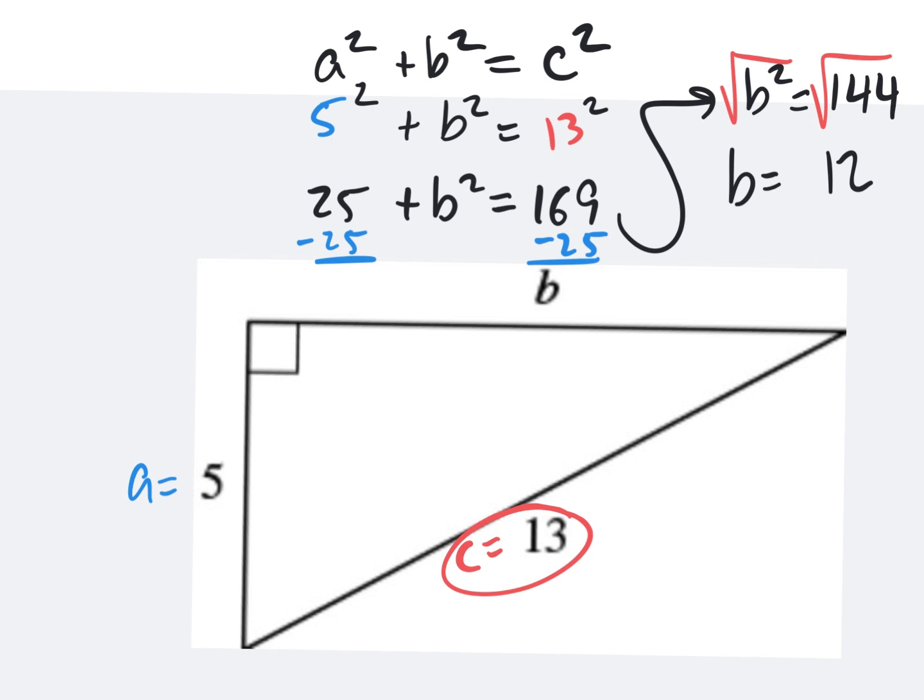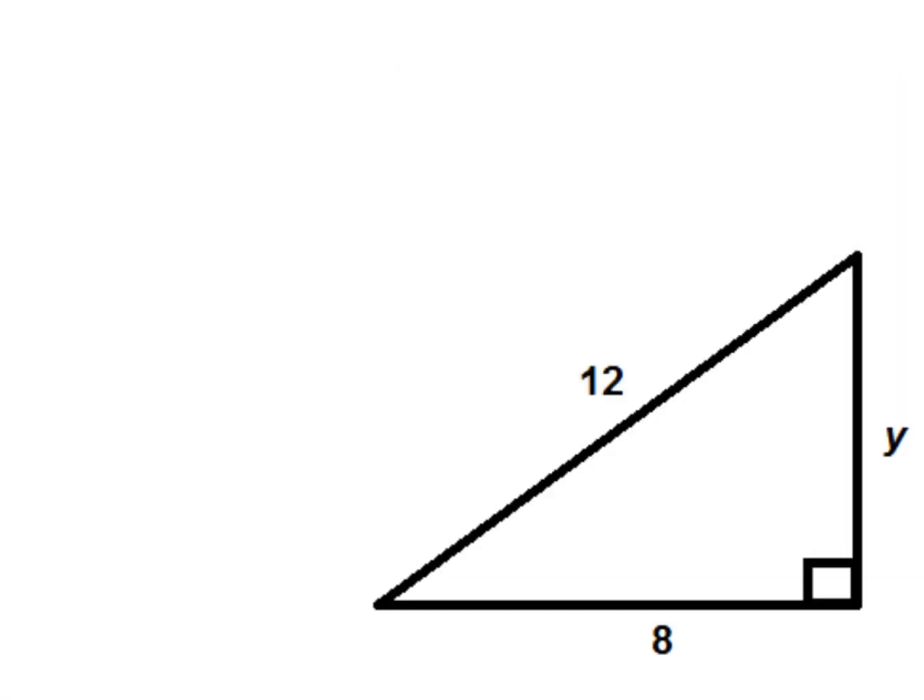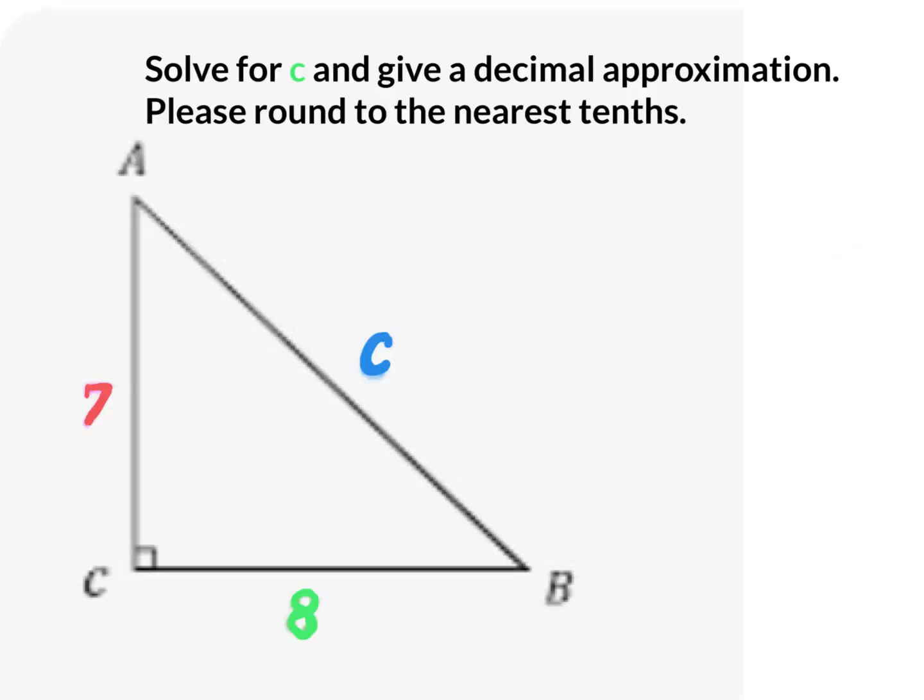Make sense? Yay? Nay? How do you guys feel about that? We're good? Okay. Now, not always are we going to end up with nice perfect square numbers when we square root it, right? So let me jump to a different one. This one right here. This one says solve for c and give a decimal approximation. Please round to the nearest tenths, right?